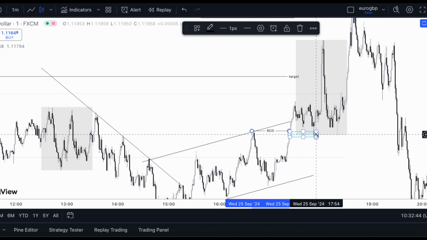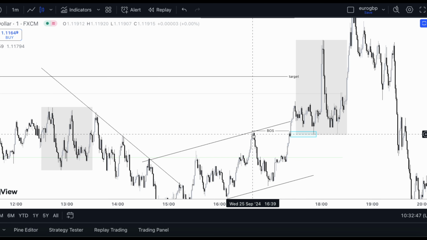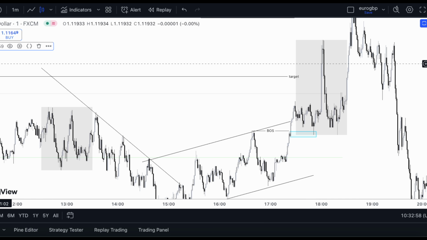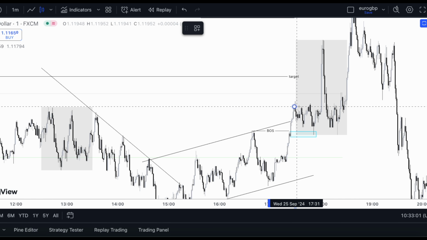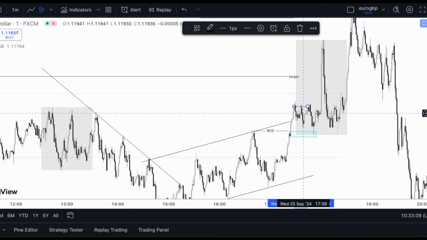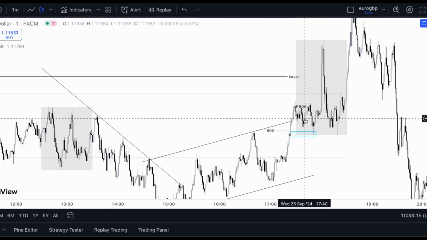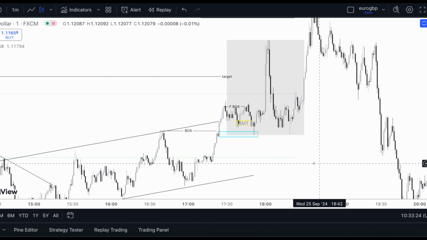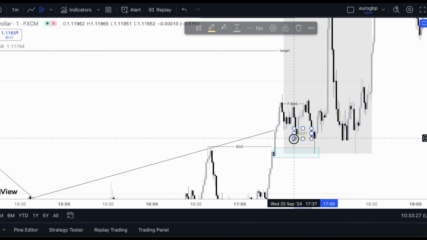Okay, so before coming down and mitigating this point, the market first gave a fake break of structure to the upside. Let's mark this as fake POS. So this is all on the 1-minute time frame. So most of the early buyers are taken out. This is the SMT zone. So most of the early buyers are taken out here.